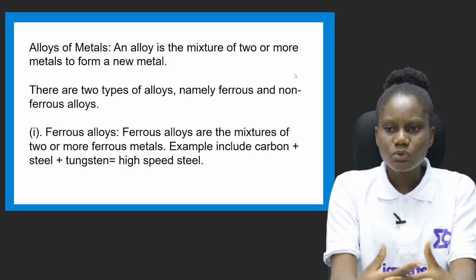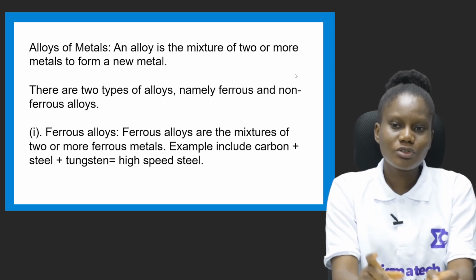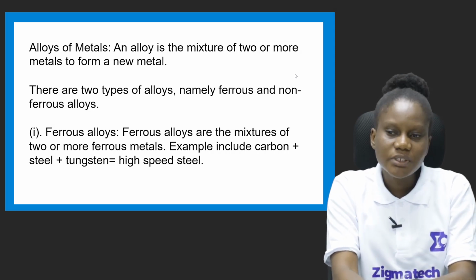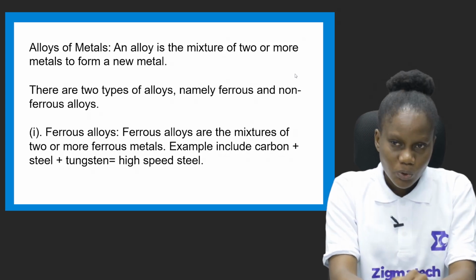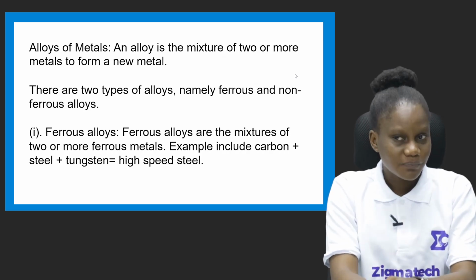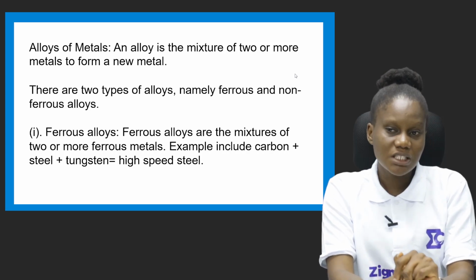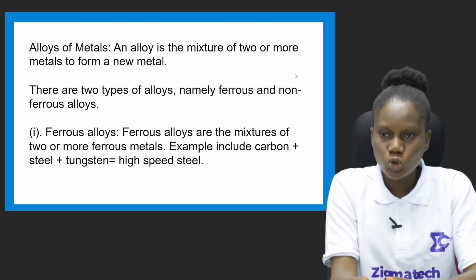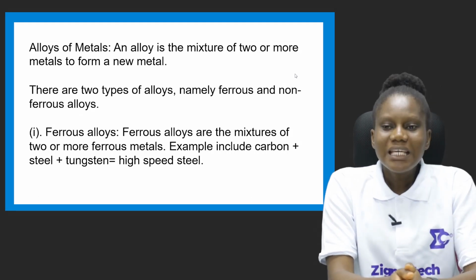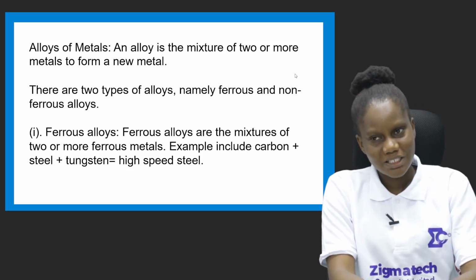So we have an example. Carbon plus steel plus tungsten will give you high-speed steel. Carbon is a metal, steel is a metal, tungsten is a metal. So when you mix these three together, you have your high-speed steel. So high-speed steel is an example of ferrous alloys.